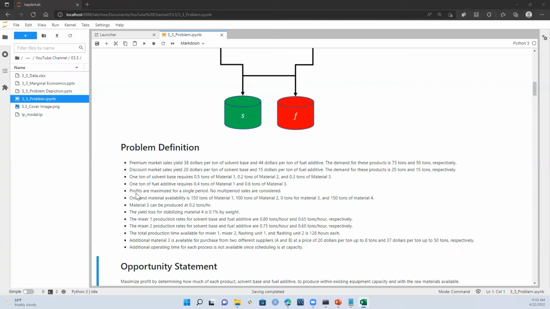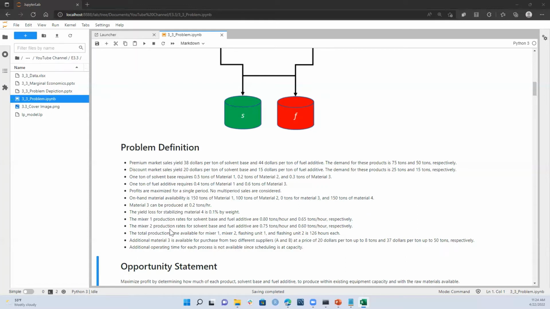We are maximizing profits for a single period, and we are still not considering any multi-period sales. Our on-hand material availability is 150 tons of material 1, 100 tons of material 2, and 0 tons for material 3, and 150 tons of material 4. Material 3 can be produced at 0.2 tons per hour, and the yield loss for stabilizing material 4 is about 0.1% by weight. The mixer 1 production rates for solvent base and fuel additive are 0.8 tons per hour and 0.65 tons per hour respectively.